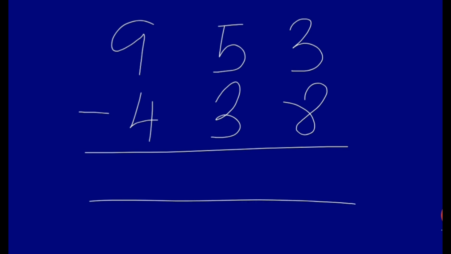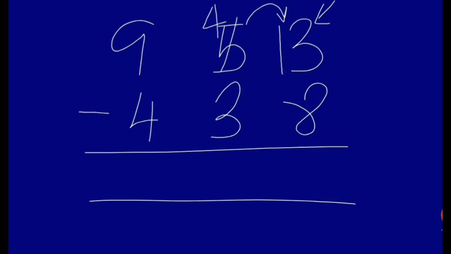So the only problem we have with this one is this 3, because this 3 is less than 8. So it's going to be very difficult to take 8 away from 3. But what you need to do is this: move 1 from the next one here. As soon as you move 1 here, this becomes 13, and this reduces to 4.